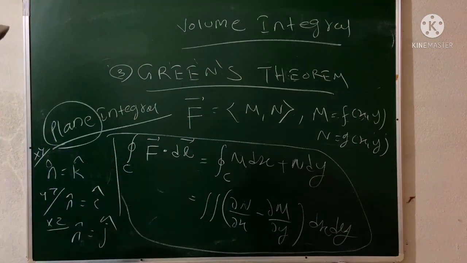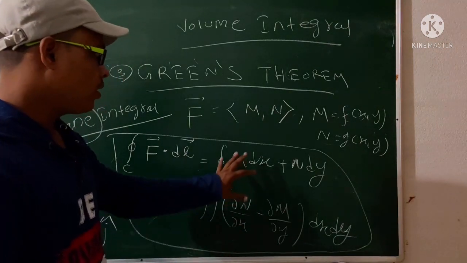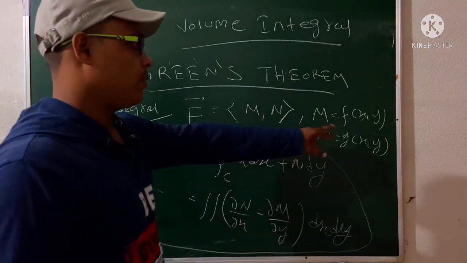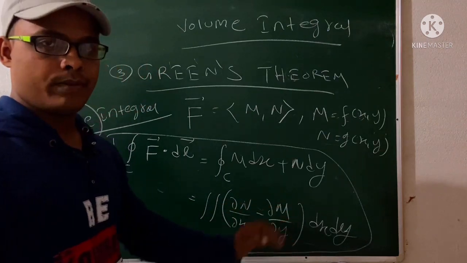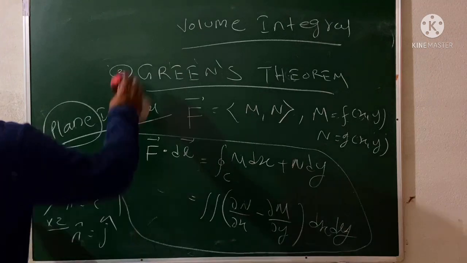So remember this. This is the line integral changed to a surface integral, but over a plane. M and N will be given to you as functions of x, y, then do the partial derivatives, then do the integration. So this is Green's theorem.